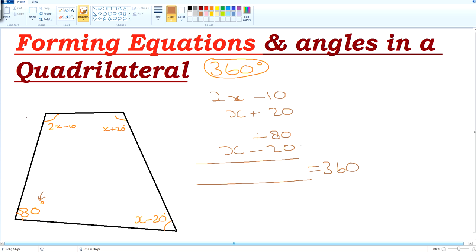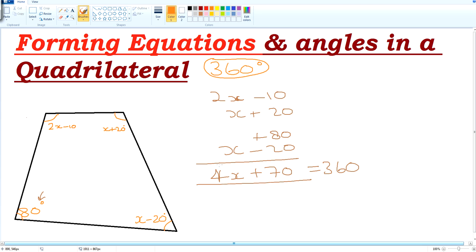Now, we have minus 10 plus 20, which gives us plus 10. Plus 10 plus 80 gives us plus 90. Plus 90 take away 20 gives us plus 70. Lovely. Now let's look at the x's. We have 2x plus x, 3x. Then add no x's, still 3x. Add 1x at the bottom gives us 4x. Lovely. So now we have a nice linear equation for us to solve.